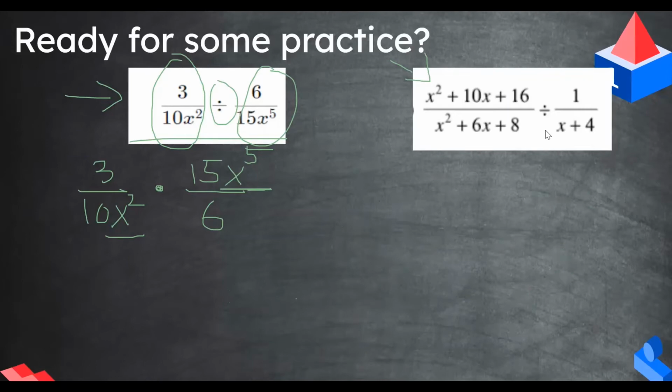So when I cancel x squared and x to the fifth, I should be left with x to the third, because that's what we got. And now we are down to only numbers. You have 3 and you have 6, you can cancel them out. 3 divided by 3 is 1. 6 divided by 3 is 2. And now you see 5 and 15 and then 10.